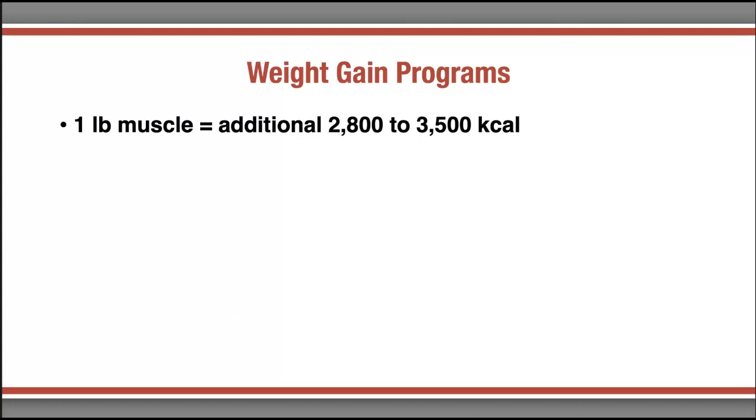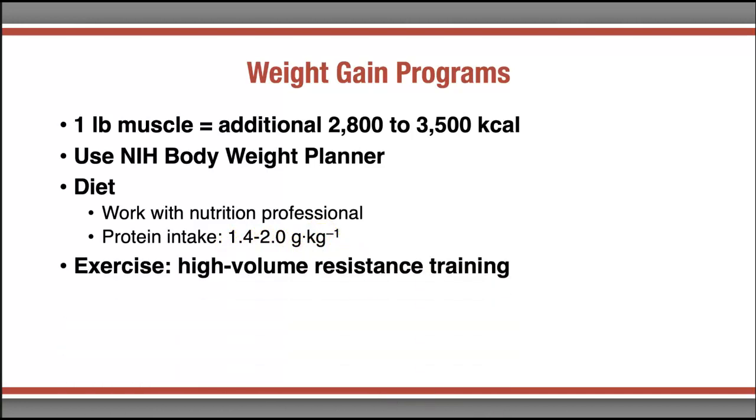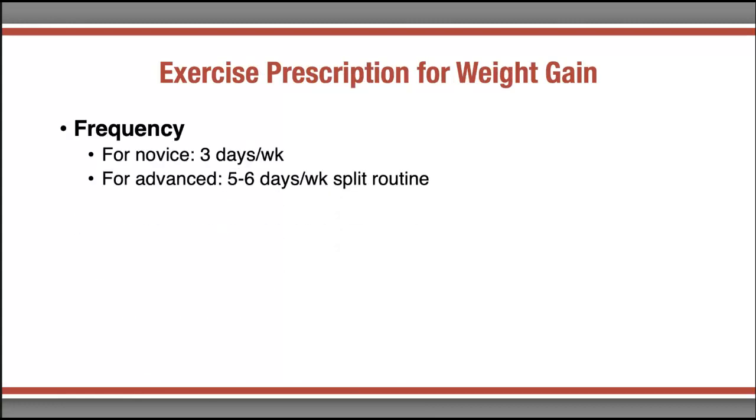So we know that a pound of muscle is between 2,800 to 3,500 calories. So we want to use the body weight planner to help us with this. For the diet, you're going to work with a nutritional professional, hopefully. And usually you want to increase protein intake to 1.4 to 2 grams per kilogram of the client. They want to do a lot of resistance training, and you want to really measure body composition as they're going along. That's why a lot of big gyms have body composition checkers.